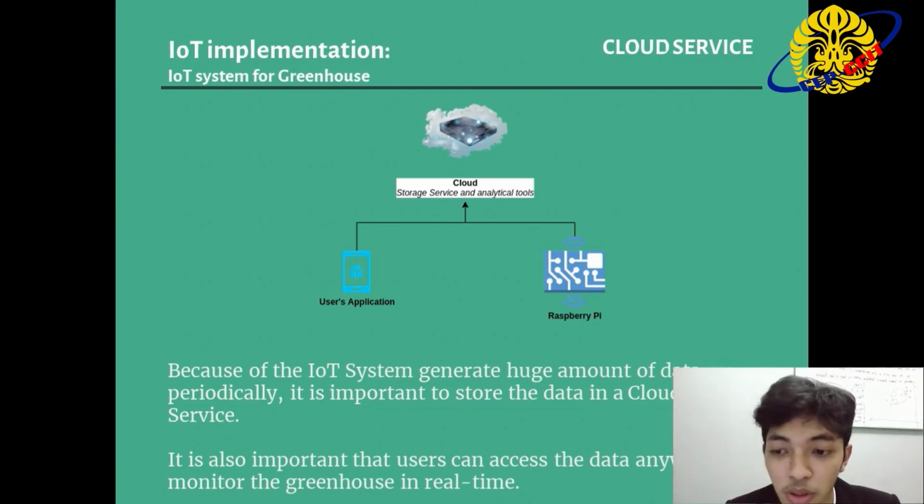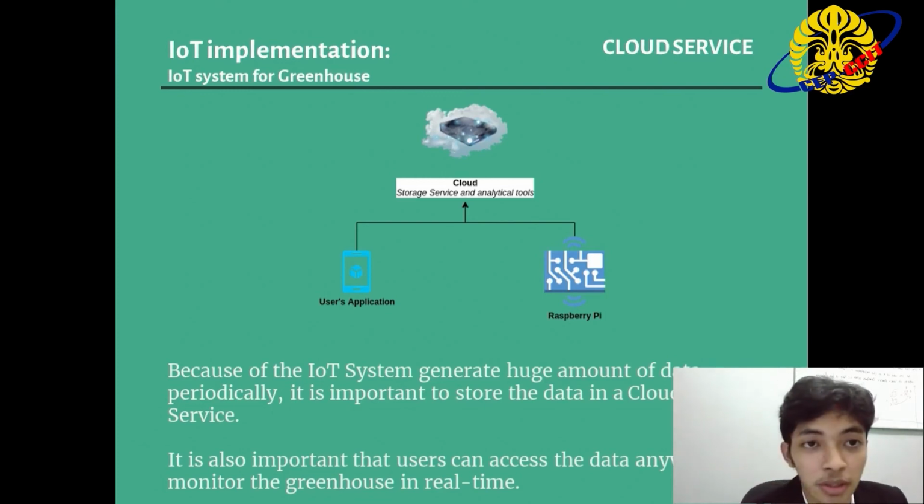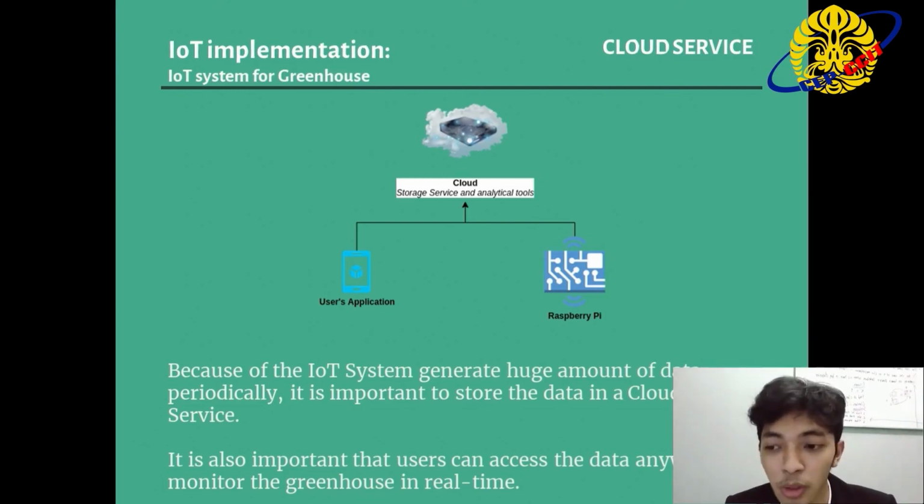The Raspberry Pi will send the data to our cloud service or storage service, and then users' applications such as mobile application or web application could fetch those data from our cloud service into the application remotely. It is also important that users can access the data anywhere to monitor the greenhouse in real time.